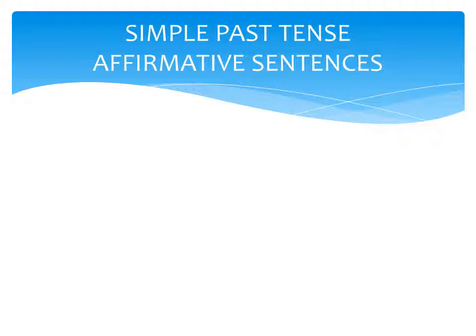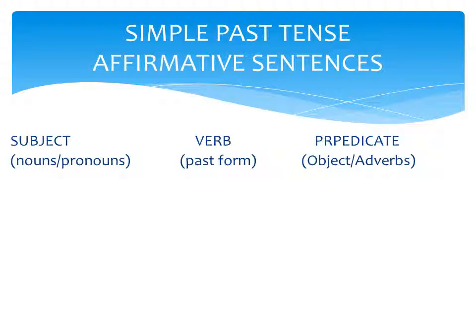Now we're ready to look at the elements that we need to write or say sentences in the past tense. First, we need a subject. The subject could be nouns or pronouns. We need the verb in the past form, and we need the predicate. The predicate must include an object and an adverb that will reinforce the idea that the action was completed in the past. For example, Ken did his homework yesterday.